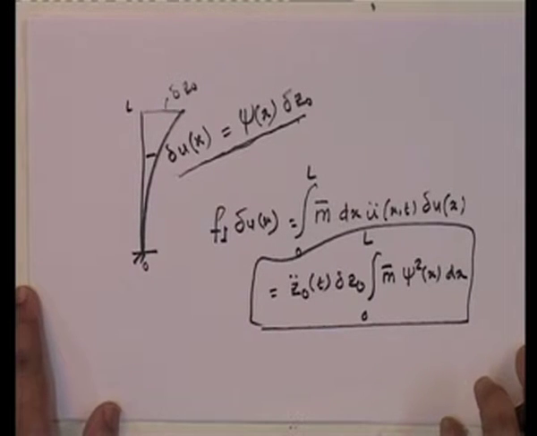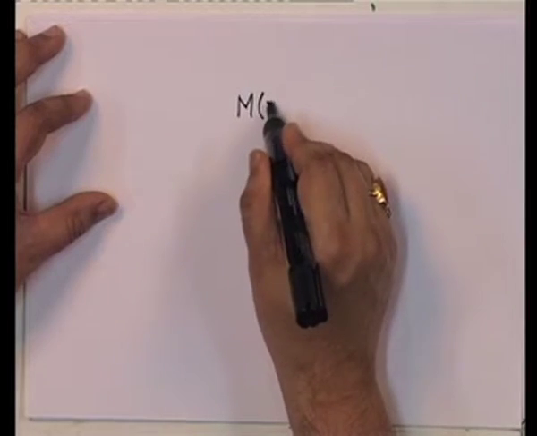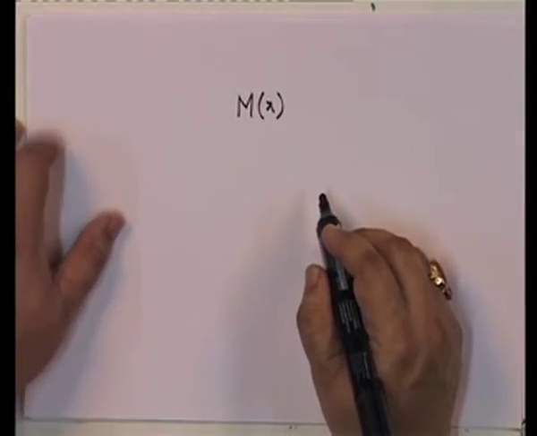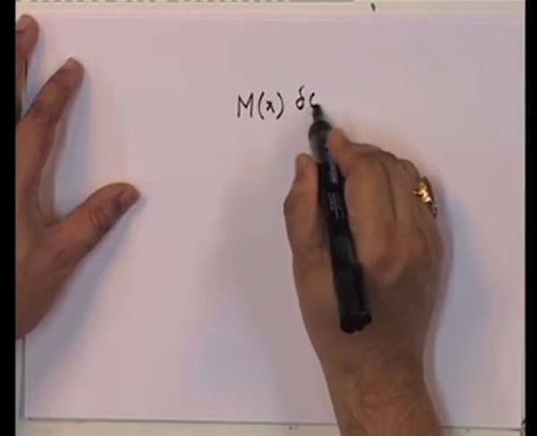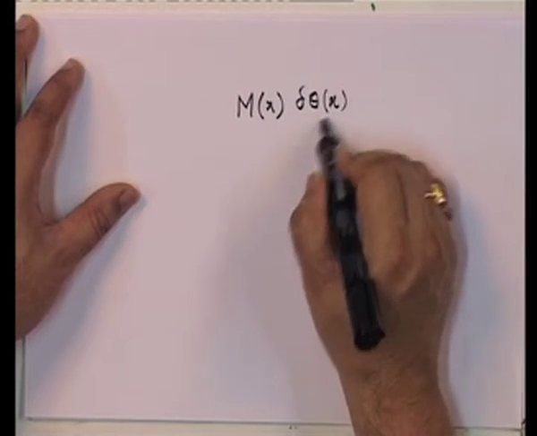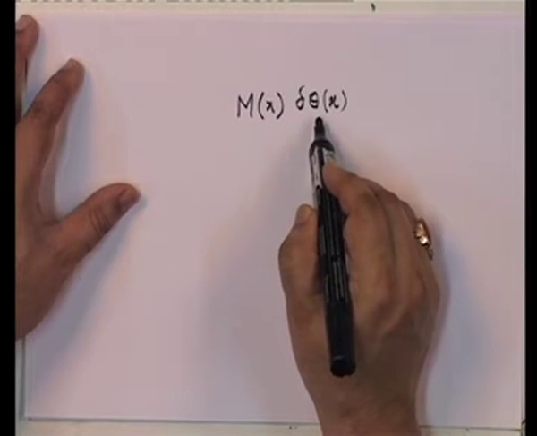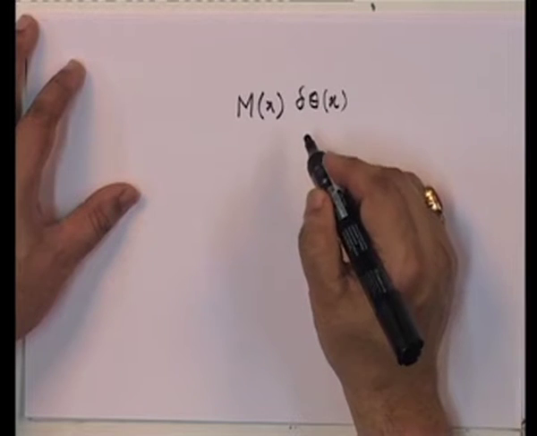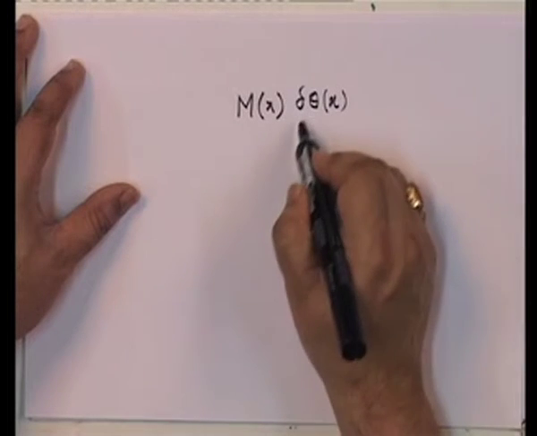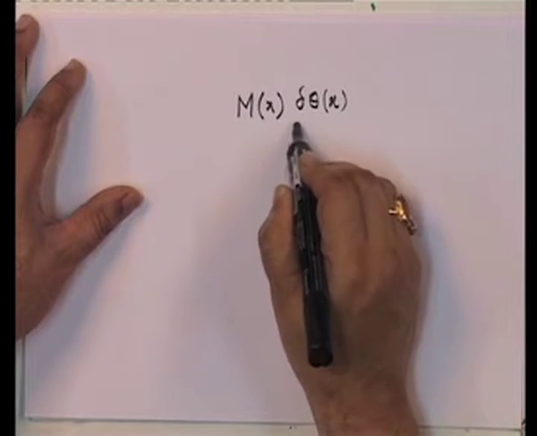Now, let us look at the next step, which is the work done by the bending moment undergoing the virtual displacement. Okay. And if we look at that, then this is what happens. Let us look at what happens in the next term. A moment Mx. So, the work done by the Mx is going to be equal to Mx into del theta x. Okay. Note that this is Mx into del theta x.